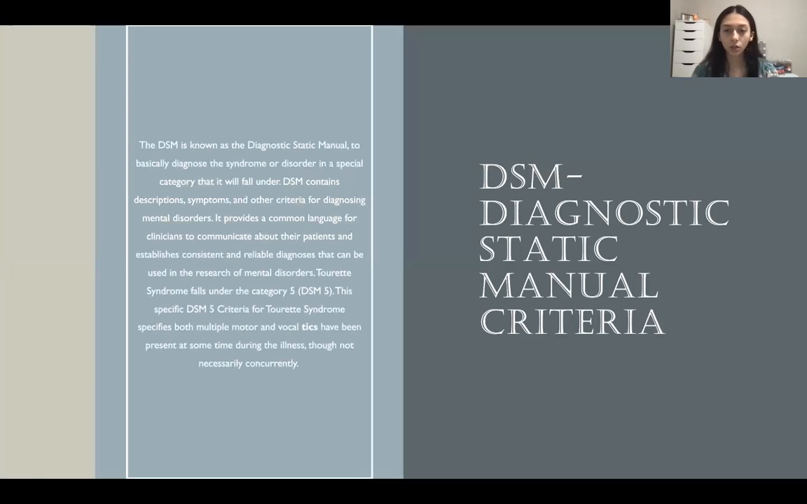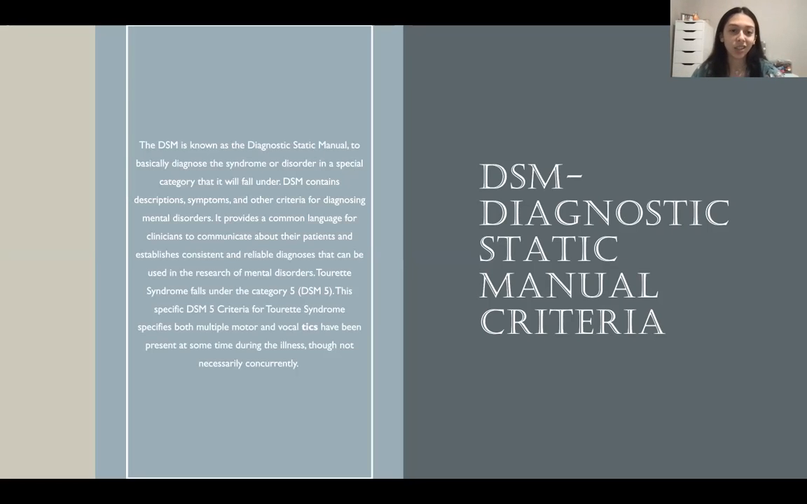Okay. So DSM stands for Diagnostic Statistical Manual criteria. The DSM is used to diagnose a syndrome or disorder in the specific category that it falls under. How my professor explained it to us was that it's basically a handbook that someone uses to see what the symptoms are, what the behaviors are, the time length, and all of that. So that's basically what the DSM manual is.